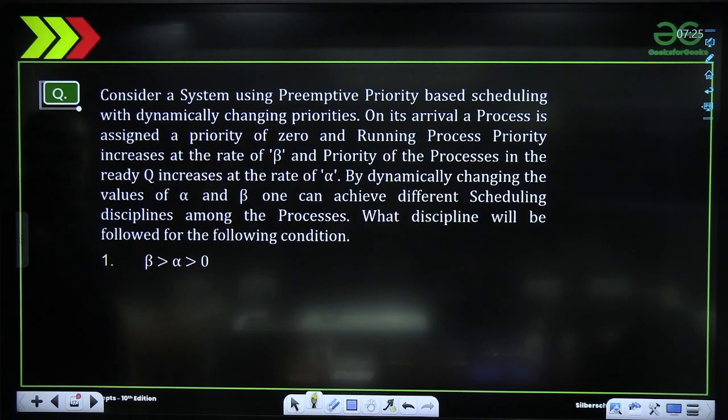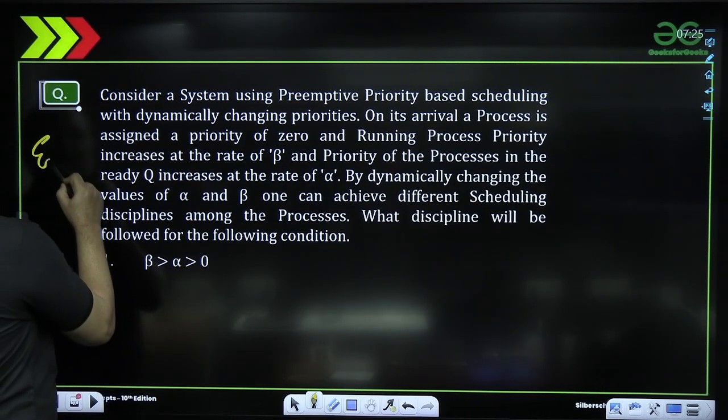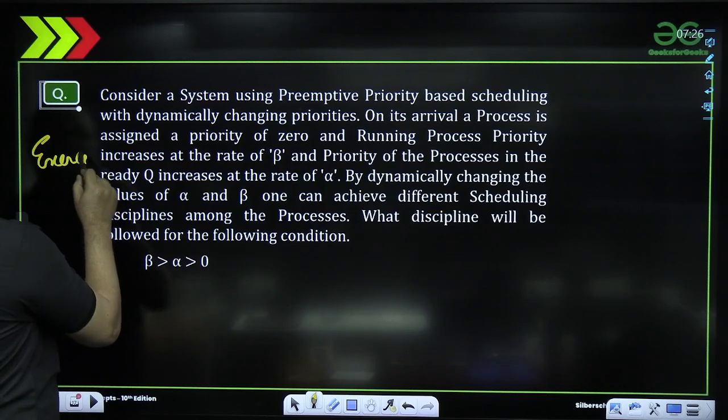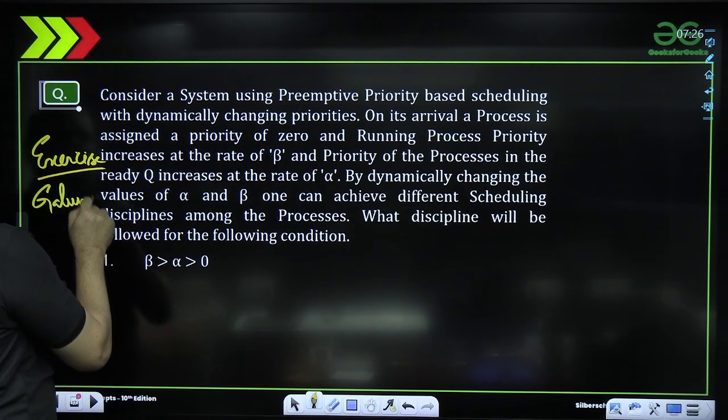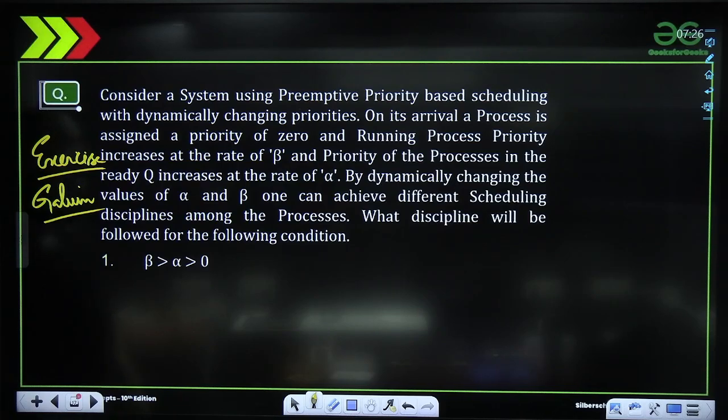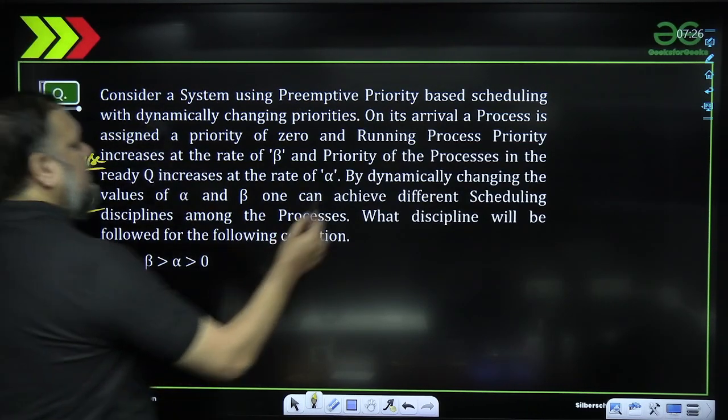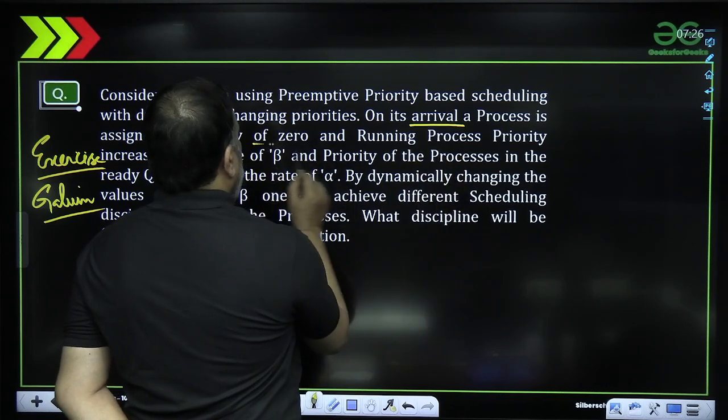Next, look at this. This is a question from the exercise of Galvin textbook. You can have a theoretical question like this on dynamic priorities. Consider a system using preemptive priority based scheduling with dynamically changing priorities. On its arrival, a process is assigned a priority of 0. So when the process arrives, its priority is 0.